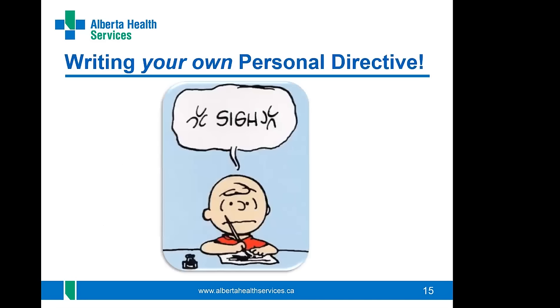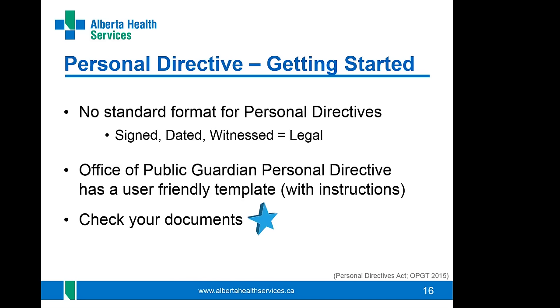So now we're going to go into writing your own personal directive and kind of walking you through what you can write in it. So getting started. It's really important to know that in Alberta, there is no standard format for a personal directive. So they can look many different ways. They can look like a standard typed up legal document. They can be handwritten on a piece of paper, or they can be written on a variety of different templates that exist out there. As long as it's signed and dated and witnessed, it is a legal personal directive that's valid and that should be honored.